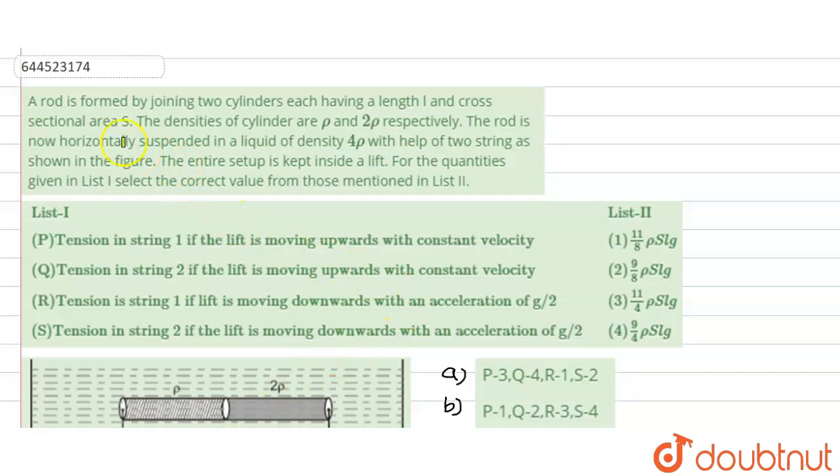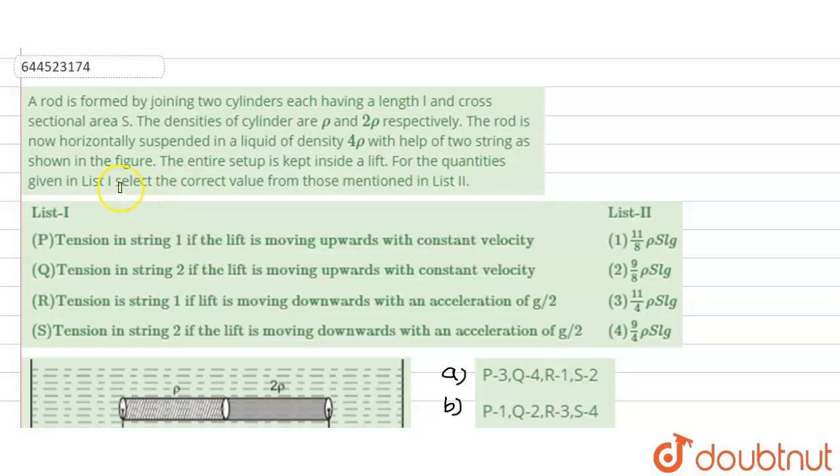Hello everyone, let us start with our question. In this question, what is given is that there is a rod which is formed by joining two cylinders, each having a length L and cross-section area S. The densities of the cylinders are rho and 2 rho respectively. The rod is horizontally suspended in a liquid of density 4 rho with the help of strings as shown in the figure. The entire setup is kept inside a lift.